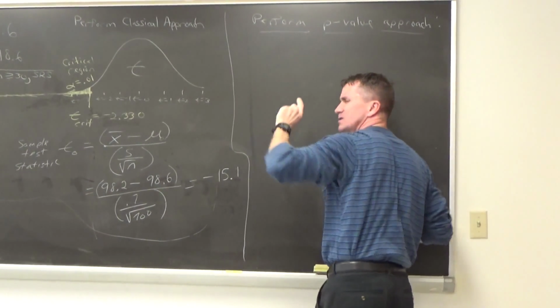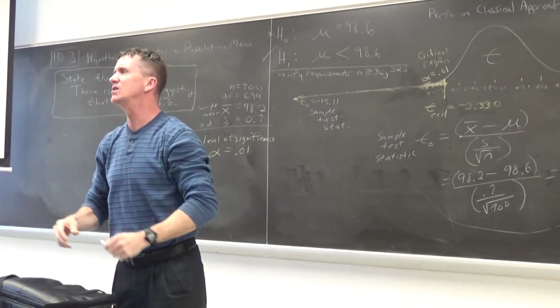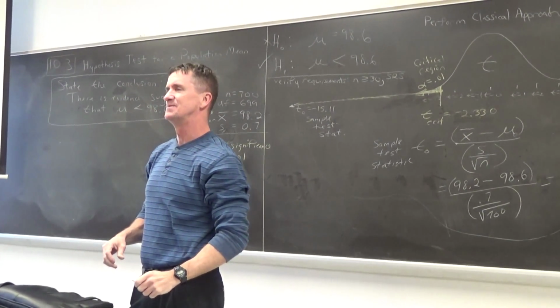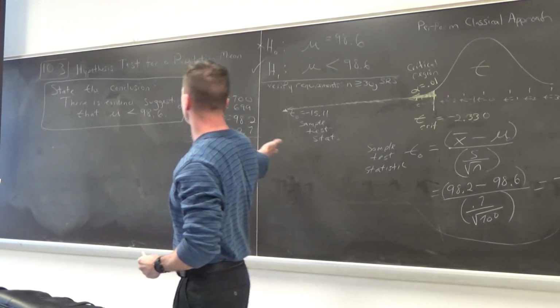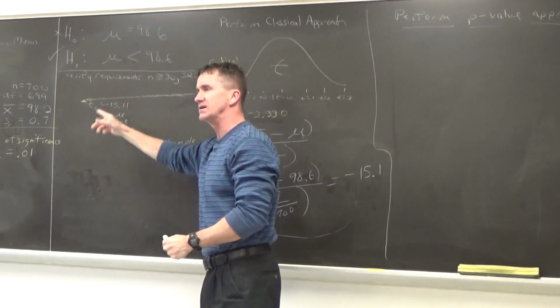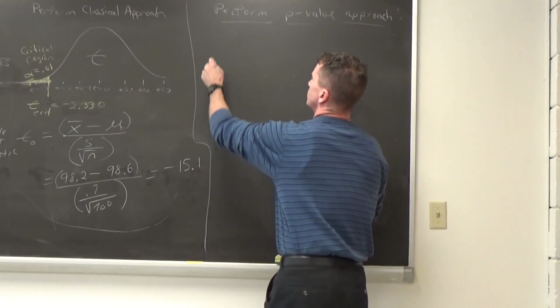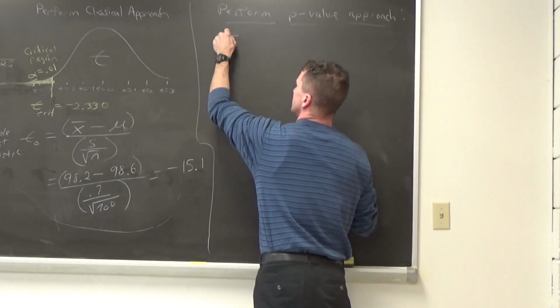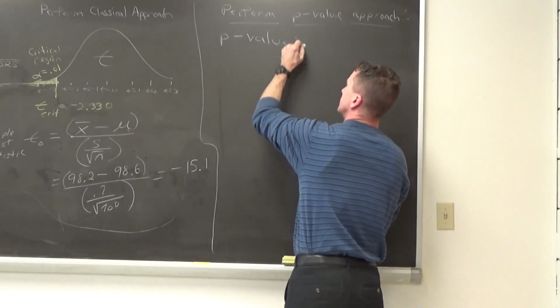The first thing is we've got to know what the p-value is. The p-value is a probability. We want to know why we're doing this. Why were we rejecting the null here? This being in the critical region. So we're going to perform what's called the p-value approach. We start out by finding the p-value, and the p-value, everyone, is a probability.